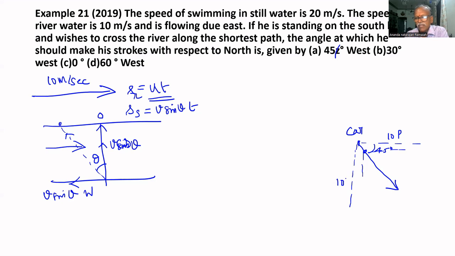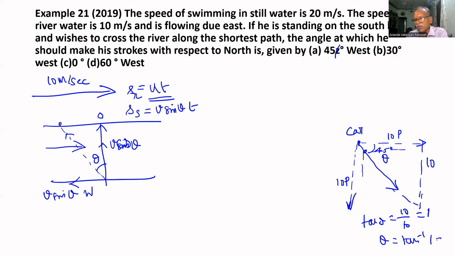If 10 people give the same force in this direction and this direction, then automatically the car will move at 45 degrees. If the forces are equal, how did I say 45 degrees? You put this line here, then theta has to be found. Theta: opposite side 10 people, adjacent side also 10 people. Therefore, tan theta equal to 10 by 10 equal to 1. Therefore, theta equal to tan inverse of 1 equal to 45 degrees.